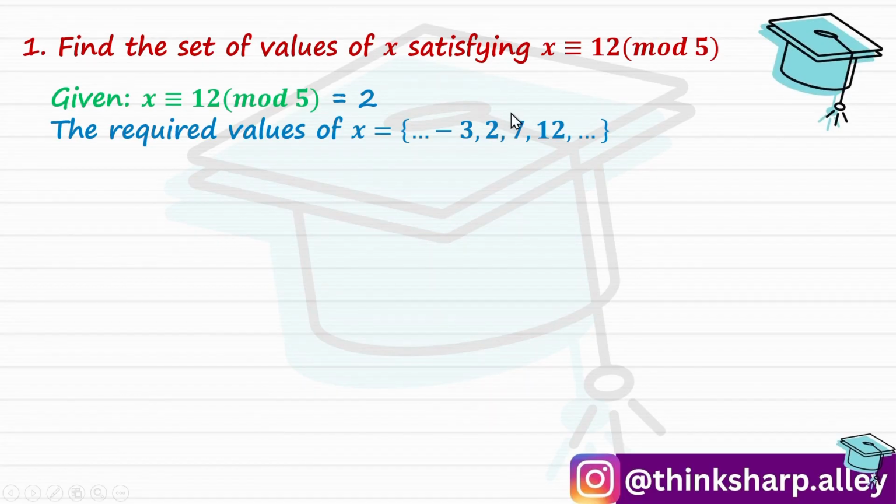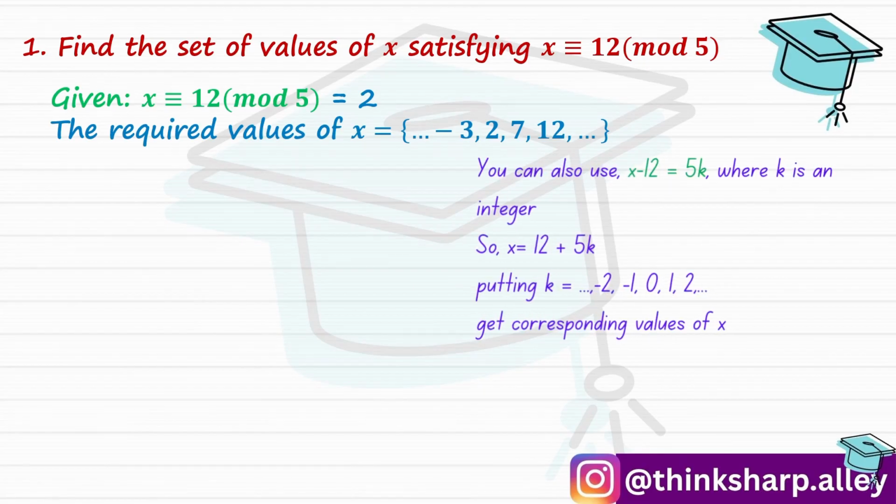So 2 plus 5, 7 plus 5, 12, you can go on, and in fact we can subtract also. So all these numbers will behave the same in modulo 5. So all of these are my solution. So remember, to find X we are using 12 plus 5k, where k is an integer. Again, why 5k? Because adding multiples of 5 will not change the remainder.